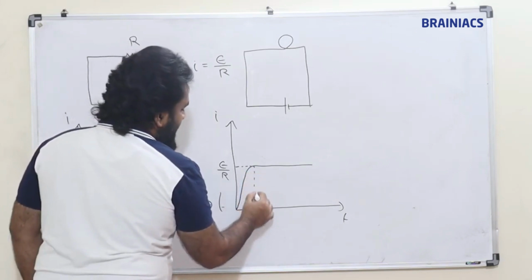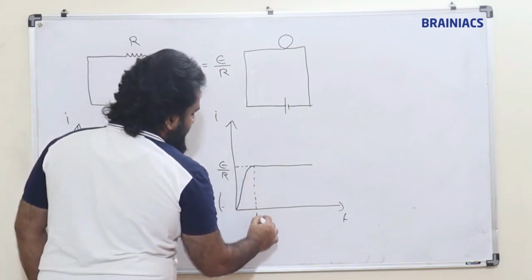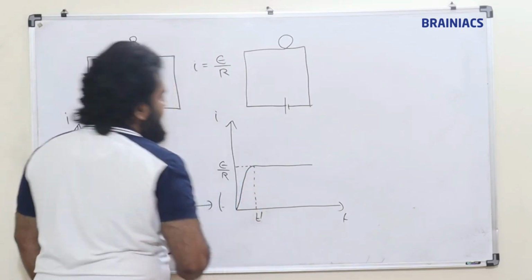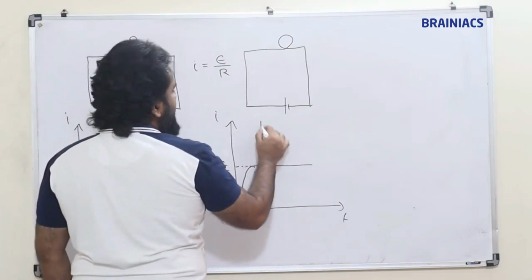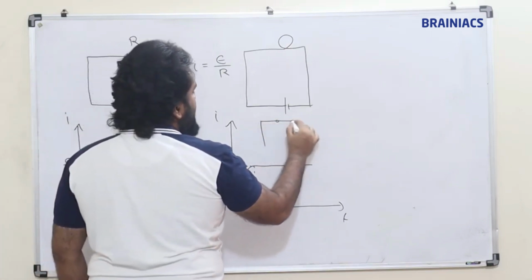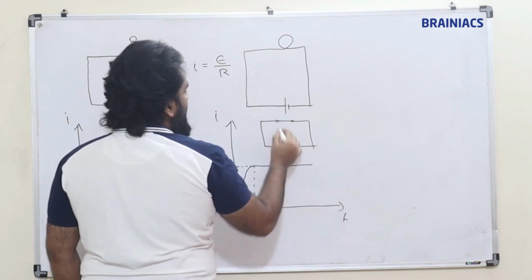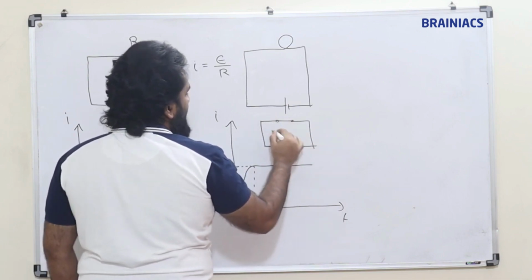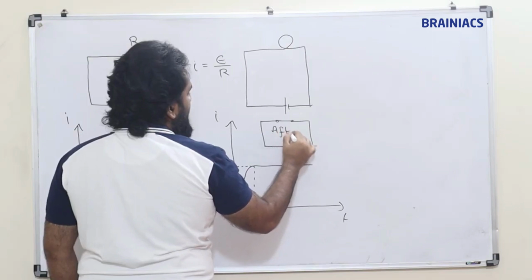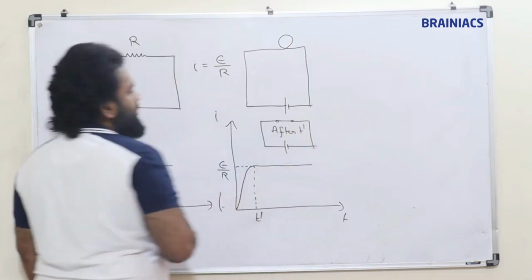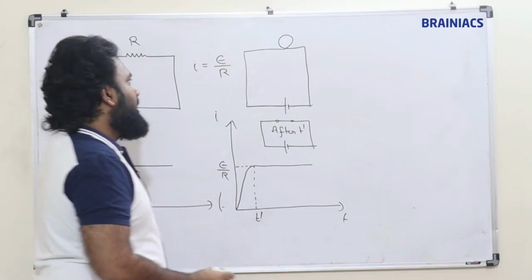So maybe at a time T dash, once it reaches T dash, what will happen? This will act like a short circuit. So after T dash, is it clear?